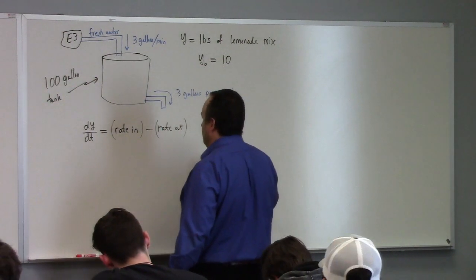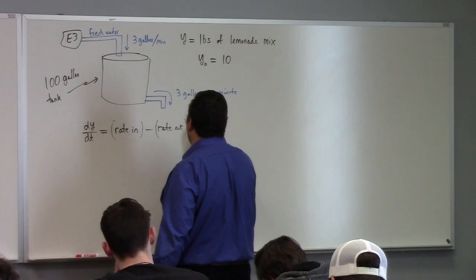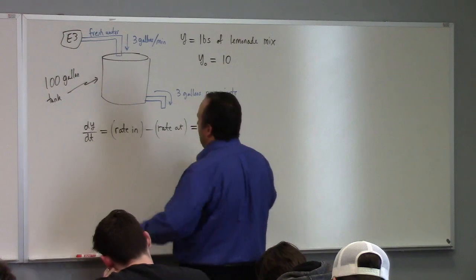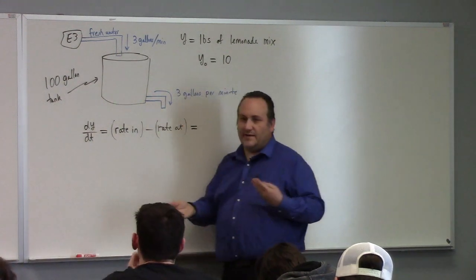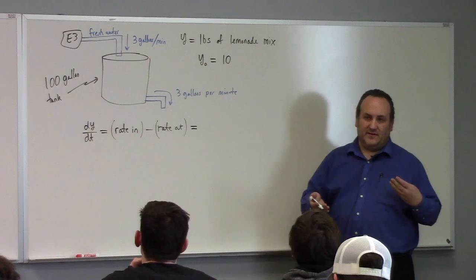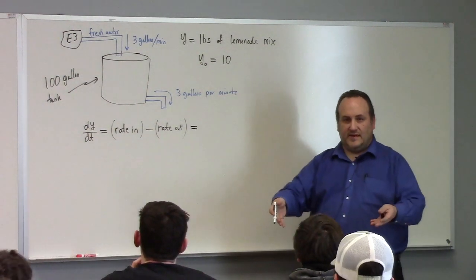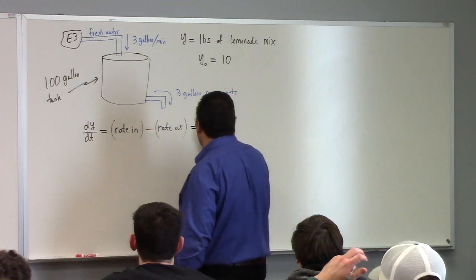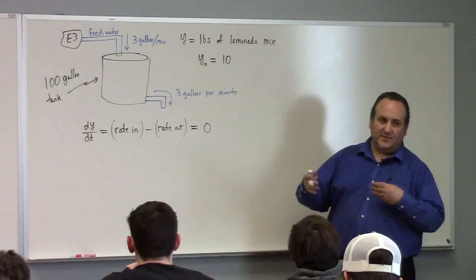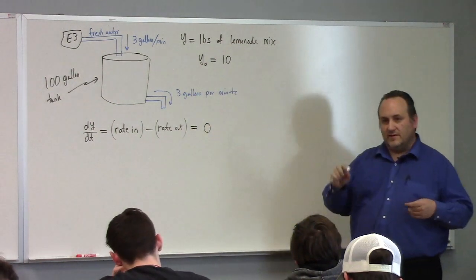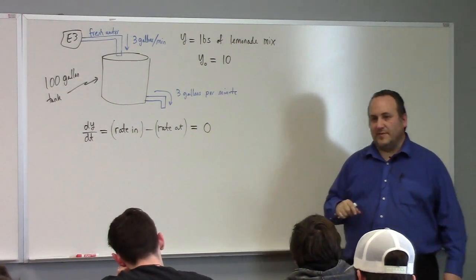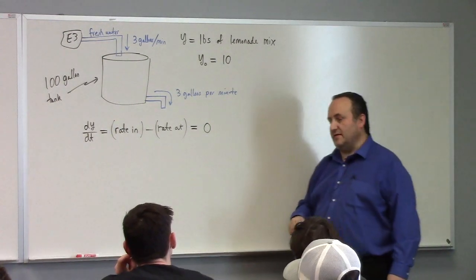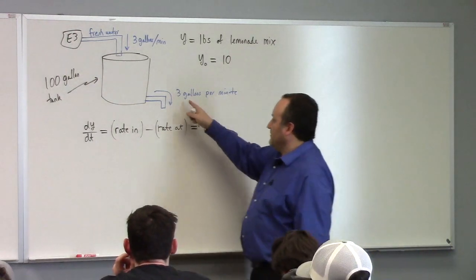So the rate in is, let's see here. Are we talking about the rate of water? What's Y? Lemonade. So are we adding any lemonade to the tank? No, we're not. So the rate in is 0. You can imagine another system where you're adding a continuous sprinkle of like 1 pound per minute. That would be a different problem, and that would put something here. But that's not here. What we do have is 3 gallons per minute going out.